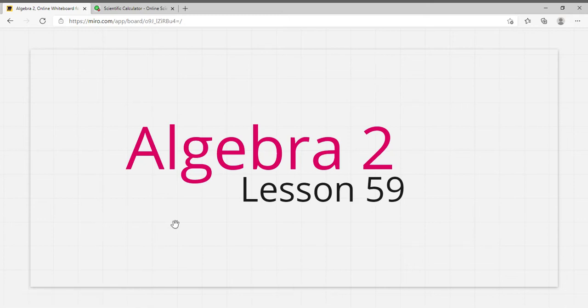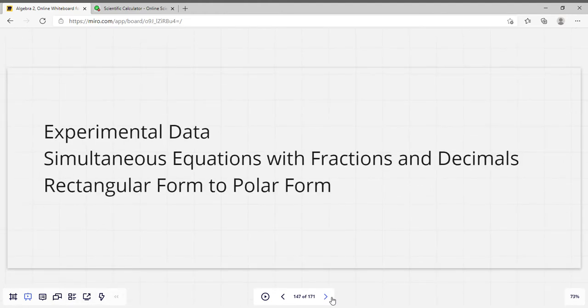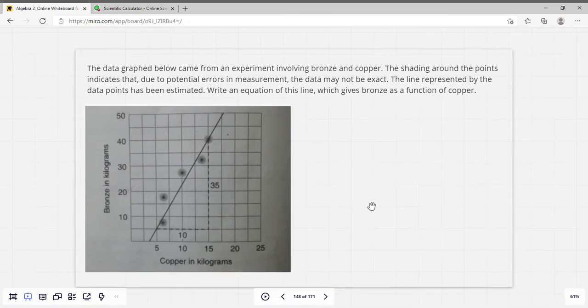Hi everybody, this is Algebra 2, Lesson 59, and in this lesson we're going to cover experimental data, simultaneous equations with fractions and decimals, and rectangular form to polar form. So it's kind of a long lesson because we're covering a bunch of different stuff here.